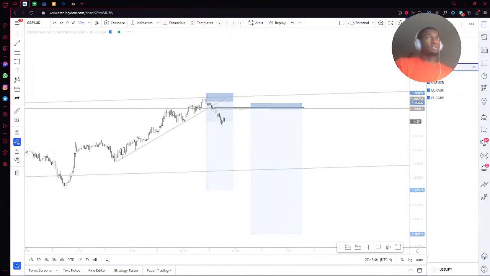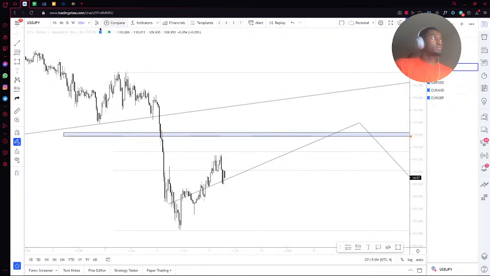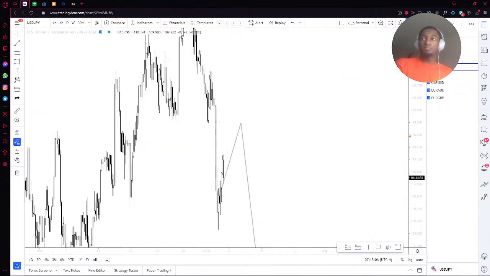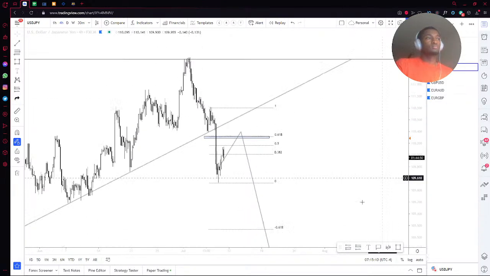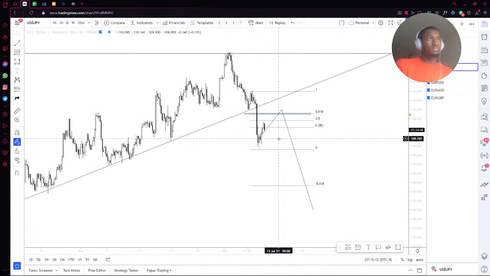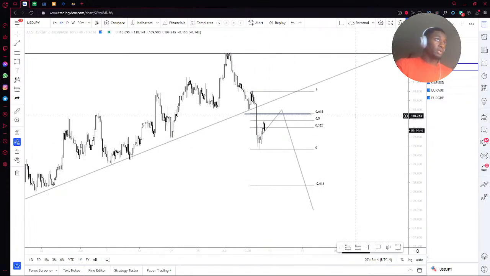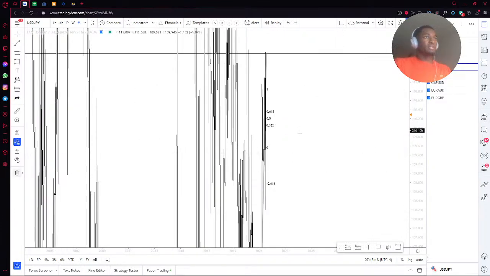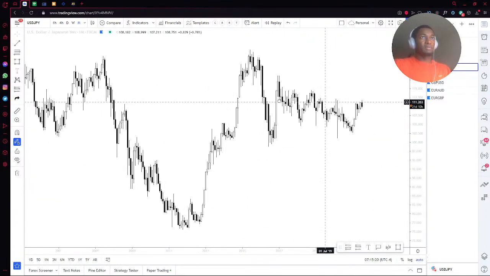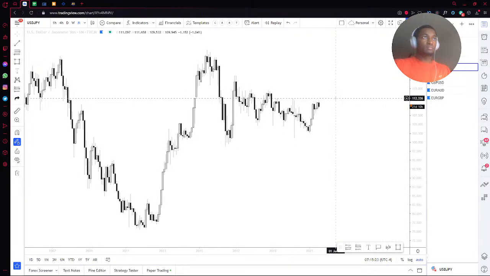Okay, dollar again. Next one. Okay, dollar yen, you can clearly see I'm waiting on a correction, looking for a sell. Let's go to the monthly and let's delete everything and see if I see that same thing. So I'm going to box price in here.